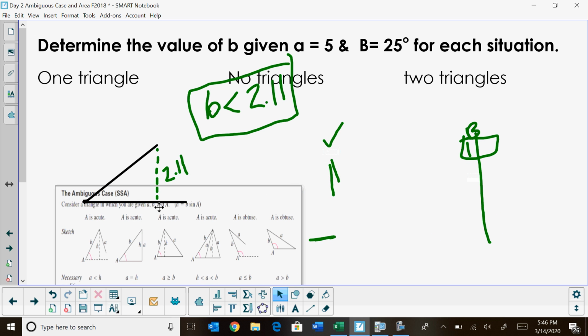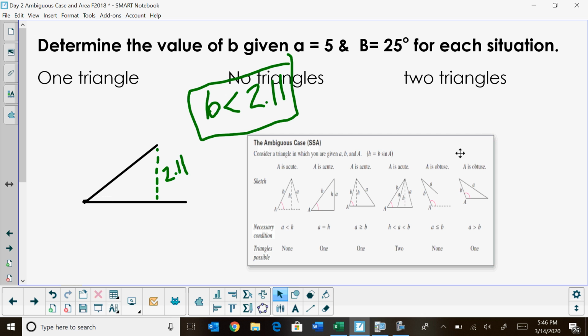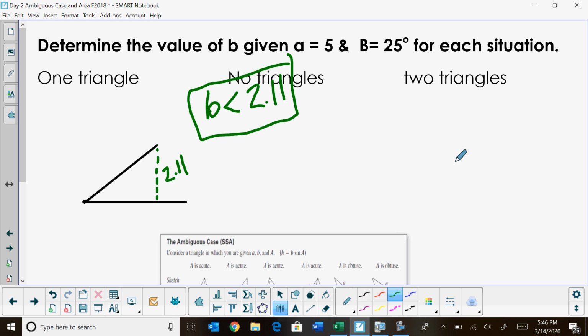Now let's look at the case with two triangles. So what's the case with two triangles? Two triangles occur if the opposite side is less than the given side, but greater than the height. So that puts side B taller than the 2.11, but less than 5. So it's greater than the height, but less than the given adjacent side. And that's how you figure it out.